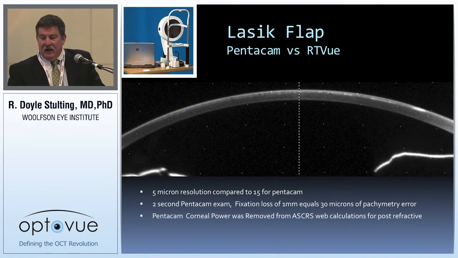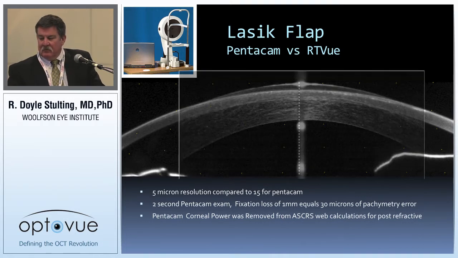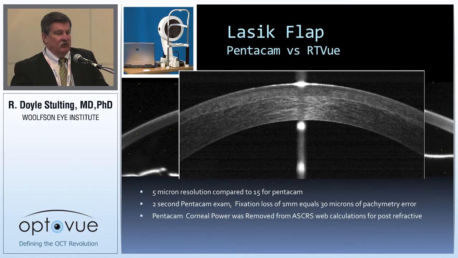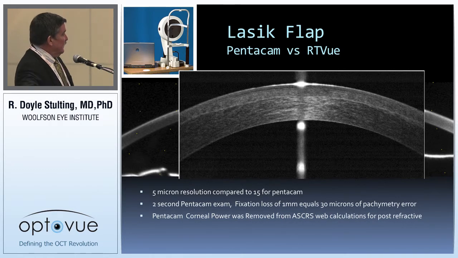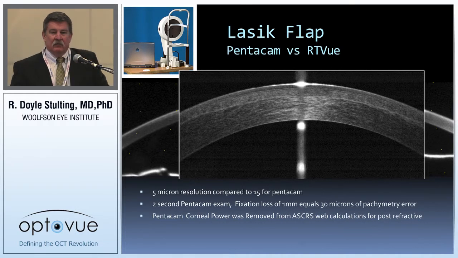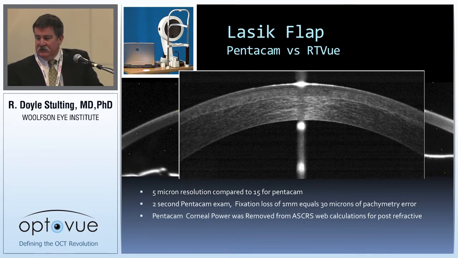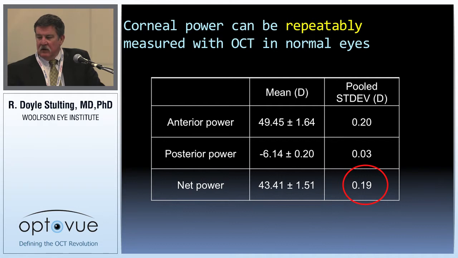Here we see a LASIK flap in a Pentacam, and here's the same patient with an Optovue. As you can see here, we can see Bowman's layer, we can see the thickness of the epithelium, and we can see the flap interface, which is not possible for Scheimpflug devices. The corneal power can be measured reproducibly with the OCT.